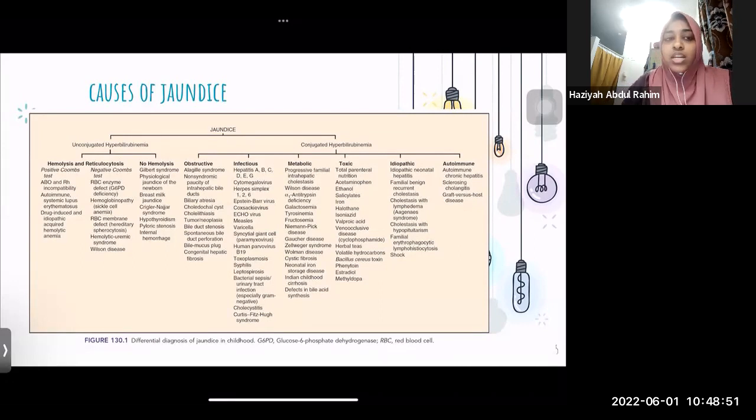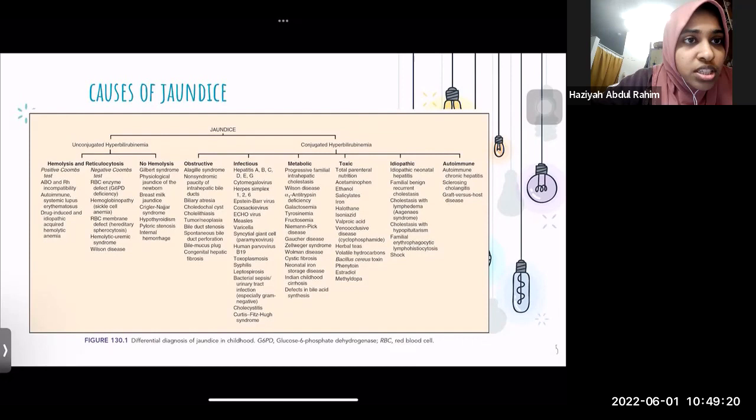So unconjugated hyperbilirubinemia is divided into two, which is hemolysis and non-hemolysis. Hemolysis is further divided into positive and negative forms. Positive form is basically immune mediated, negative form is non-immune mediated. Under immune mediated, we have ABO and Rh incompatibility and autoimmune hemolysis. Under the negative form, which is non-immune mediated, we have G6PD deficiency, hemoglobinopathy such as sickle cell, and also RBC membrane defects.